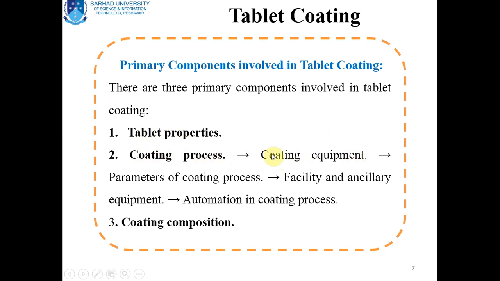The second is the coating process, that is the coating equipment. We have to select the appropriate and relevant coating equipment, and consider the parameters of the coating process, facility and necessary equipment, and automation in the coating process. The third is coating composition. Coating composition includes the nature and purpose of the coating, and on the basis of that we select the appropriate coating composition and formulation. The coating composition is prepared for either film coating application, sugar coating application, enteric coated application, or sustained release retardant material application over the uncoated tablet, in order to get certain properties which are not present in the uncoated variety. So the coating composition is also important.